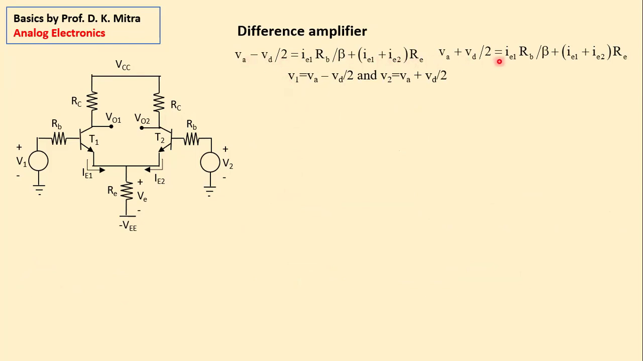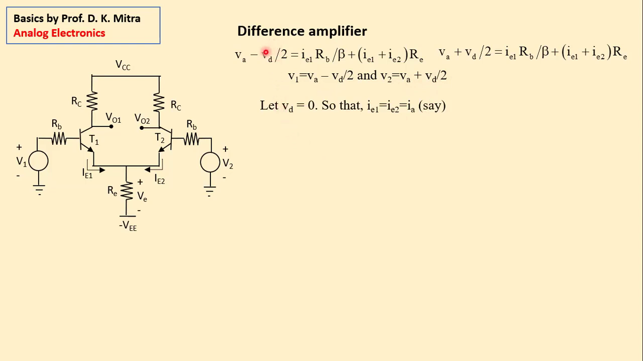The same equations I have repeated once again. VA minus VD by 2 equal to this and VA plus VD by 2 equal to this. And also I have repeated here V1 equal to VA minus VD by 2 and V2 is equal to VA plus VD by 2. Right? So that you don't have to always go back to the earlier slide. So from here we start. We said we are going to use the superposition theorem.